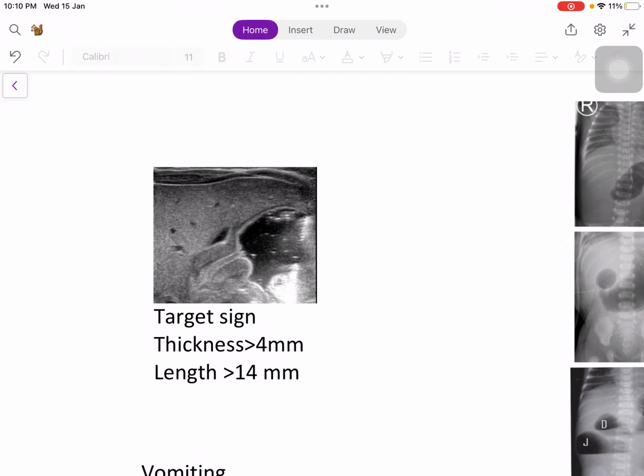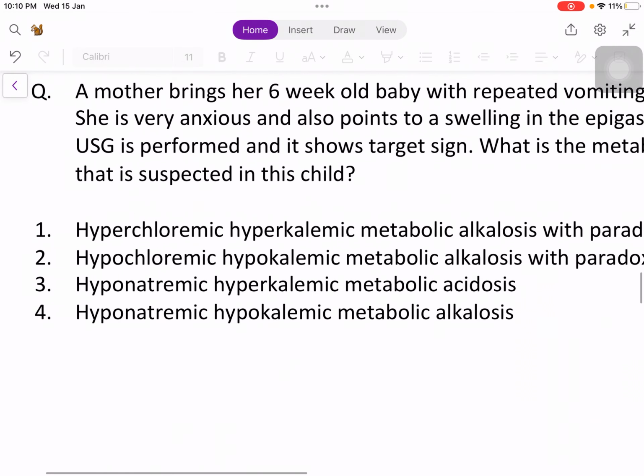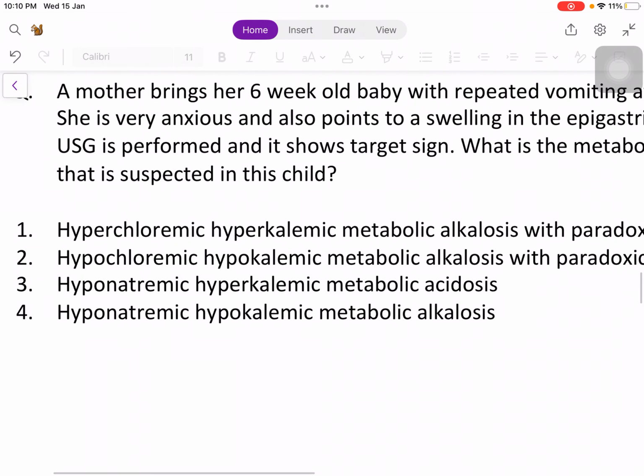And there are numerical values also to diagnose pyloric stenosis. It is different in different sources, but to remember it simply, the thickness of pylorus should be more than 4 mm and length should be more than 14 mm. So now we are sure that the diagnosis is congenital hypertrophic pyloric stenosis. Now we have to look at the metabolic abnormalities, that is the question.